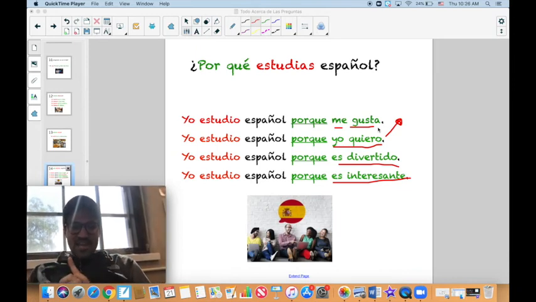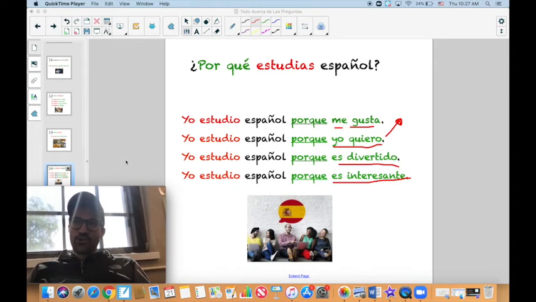So maybe in your cuaderno, if you're taking notes right now, you could add these four. Porque me gusta, because I like it. Porque yo quiero, because I want to. Porque es divertido, because it's fun. Porque es interesante, because it's interesting. Those are four great ways to respond to any question, por qué.